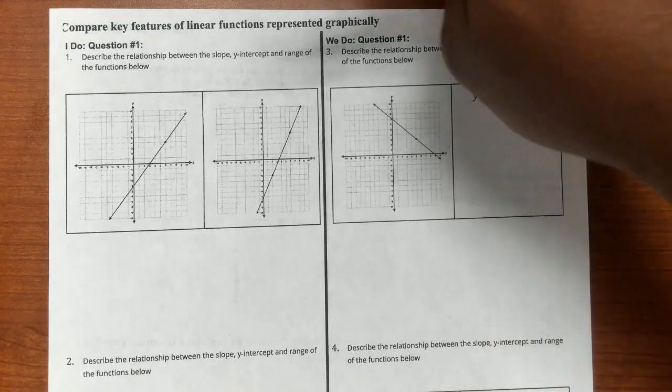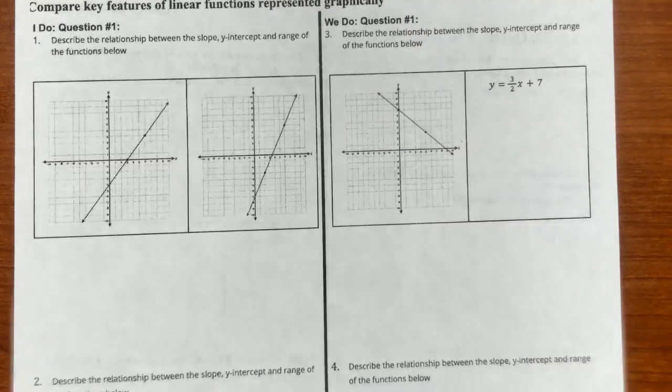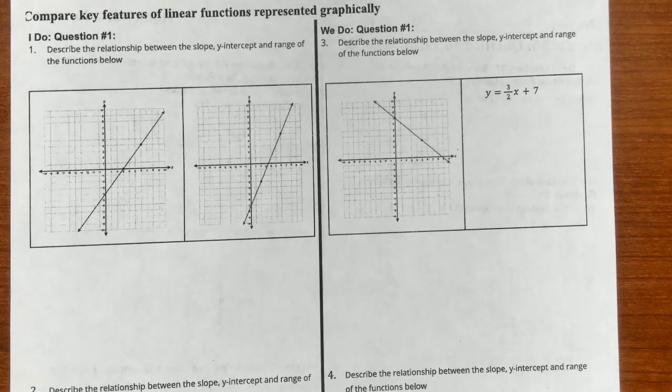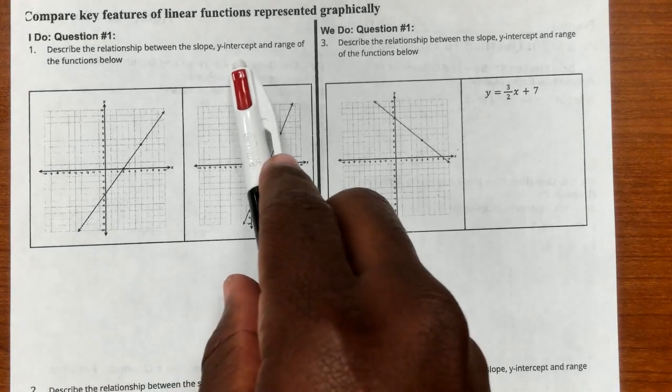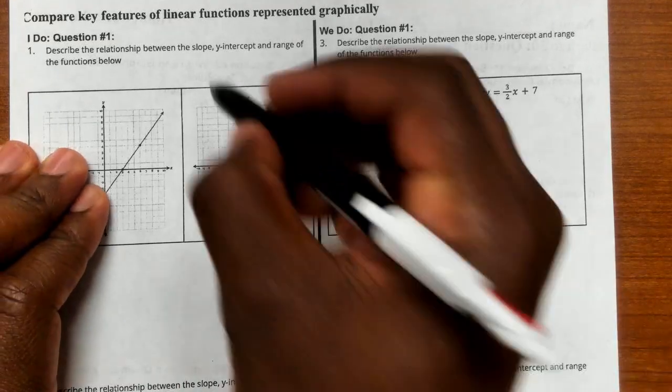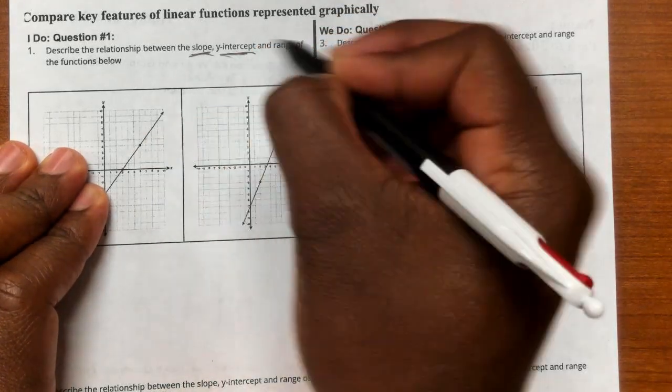Unit 4, linear absolute value functions, question number 3. Question number 3 wants to compare key features of a linear function represented graphically. It says describe the relationship between the slope, the y-intercept, and the range. Okay, so slope, y-intercept, and range.